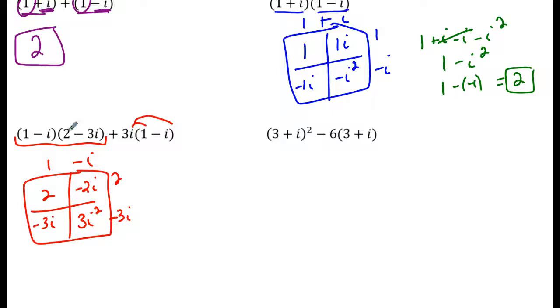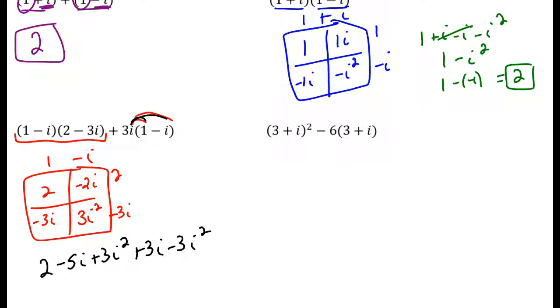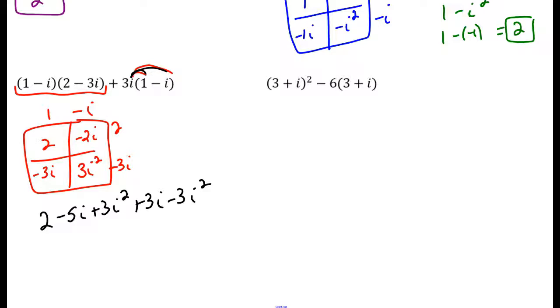So I end up with 2 minus 5i plus 3i squared. Distributing now, 3i minus 3i squared. Whenever we see an i squared, it's really negative 1. So 3 times negative 1 is negative 3. Make that substitution whenever you see higher powers of i. i squared is negative 1, so negative 3i squared is really positive 3. So my final answer comes out to be 2 minus 2i.